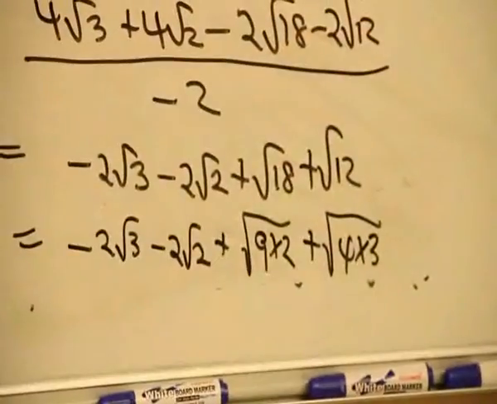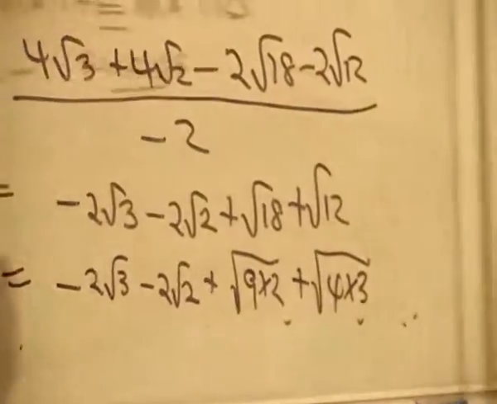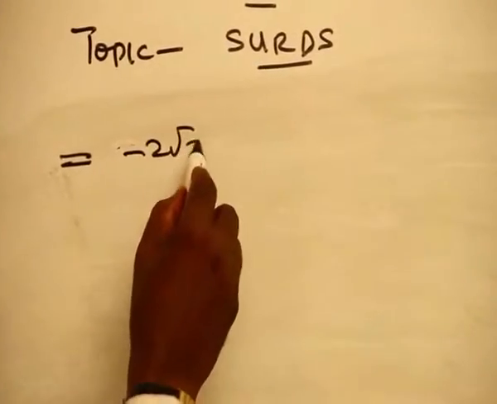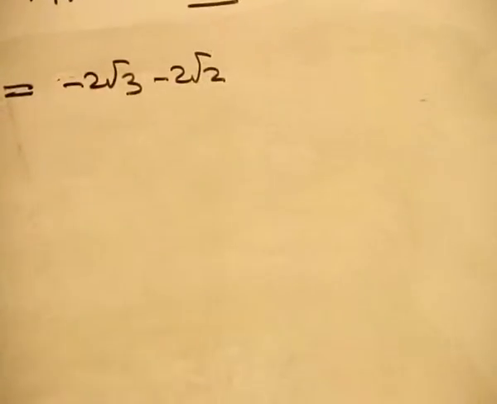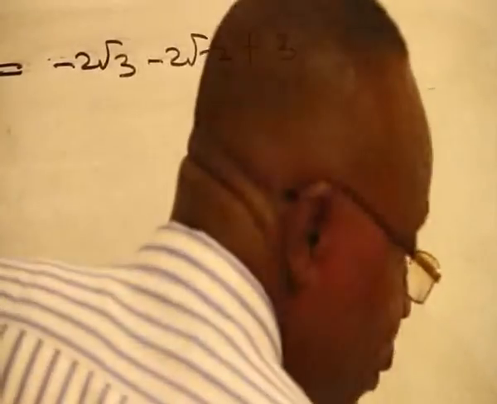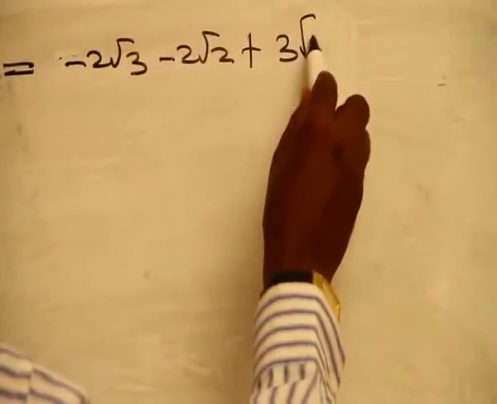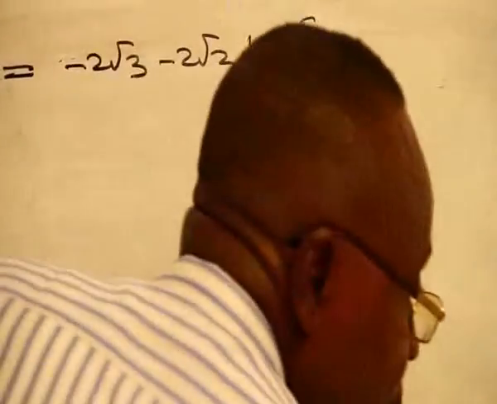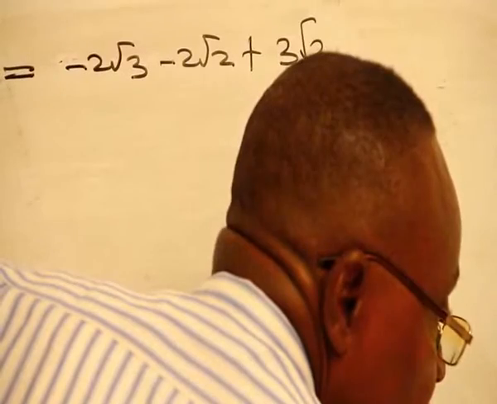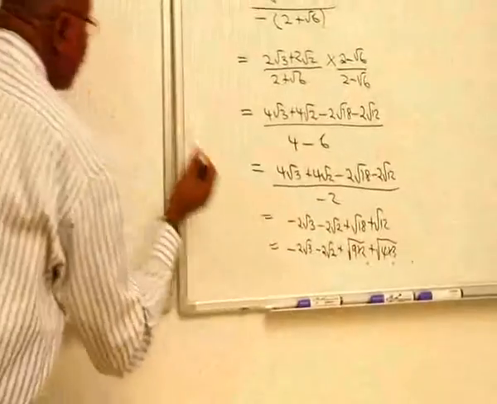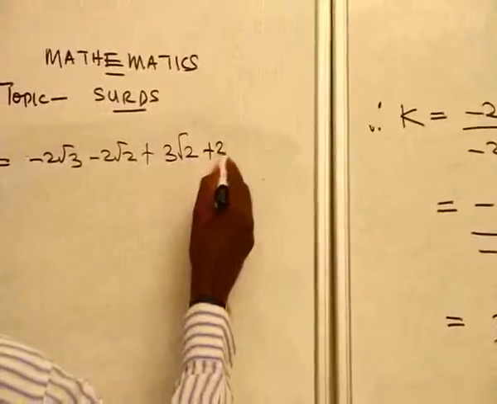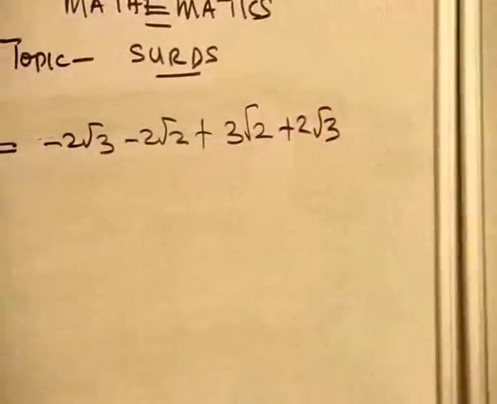We can go on now and simplify. Minus 2 root 3, and then minus 2 root 2. Then of course the square root of 9, so that is 3 times root 2. The same thing over here. The square root of 4 is 2 times root 3, so that is 2 root 3.